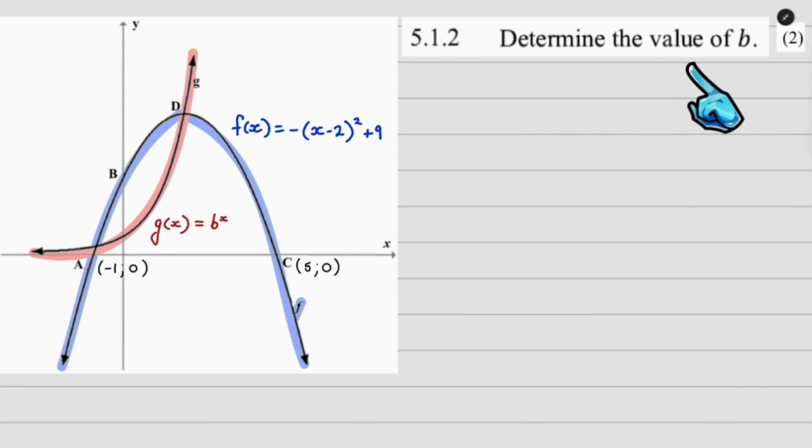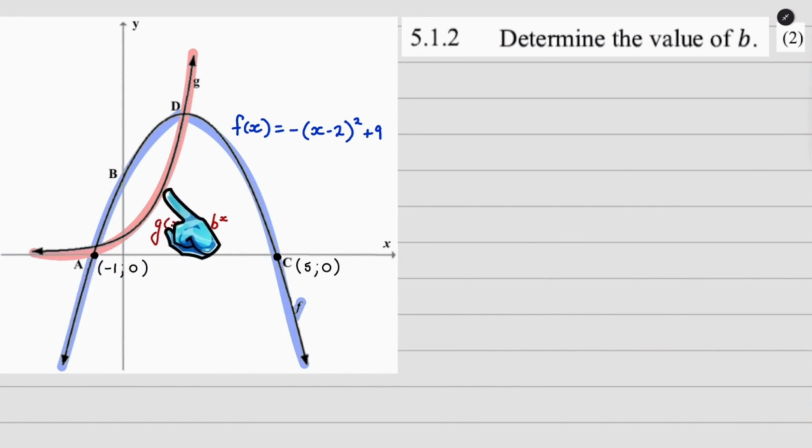Next up, we need to determine the value of b. B is sitting snug in the equation of the red graph. So to get the value of b, I need a point on the red graph. So to get that is going to be quite tricky. You must just be careful. A is not on the red graph. The red graph is slightly above A over there.